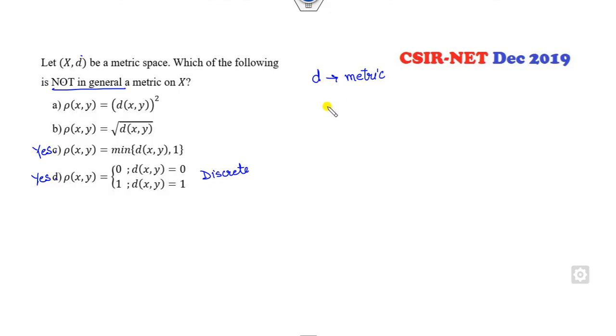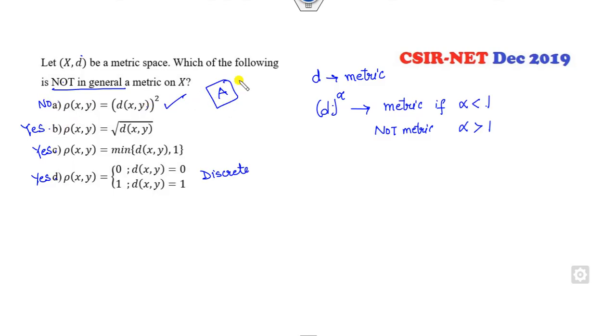Look at this one. Okay, if d is a metric, whatever the value of alpha, this is said to be a metric if alpha is less than 1, and if alpha is greater than 1, it is not a metric. Fine. So now you can see that this alpha is half. Alpha is less than 1. Yes, this is a metric, but this is not a metric. So the right answer is A. Why? Which option is not satisfied? Clearly, the triangular inequality property is not satisfied.